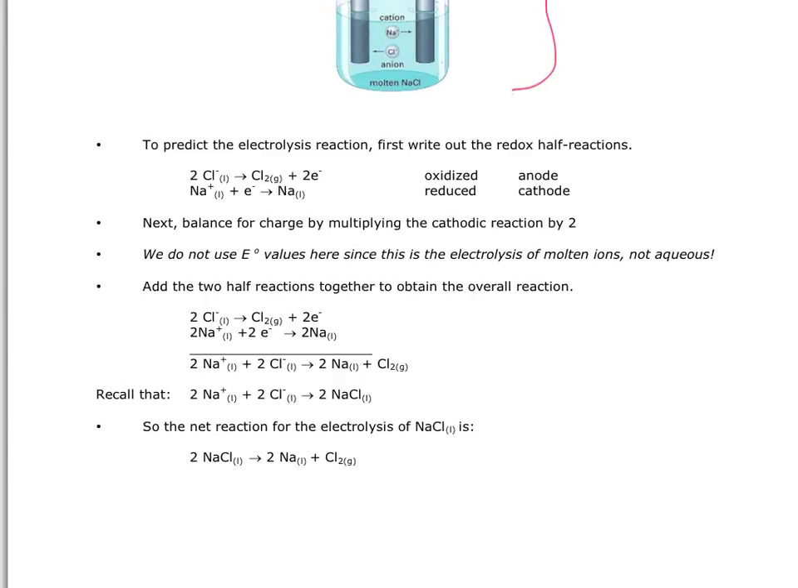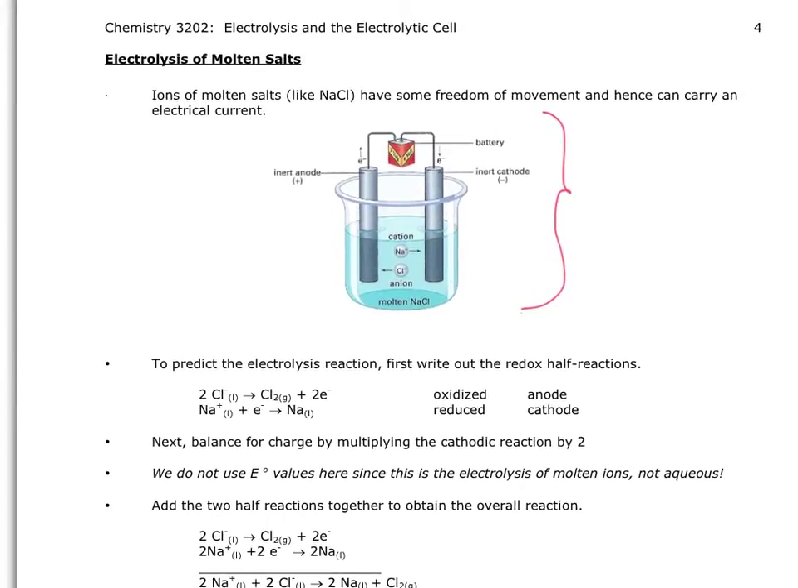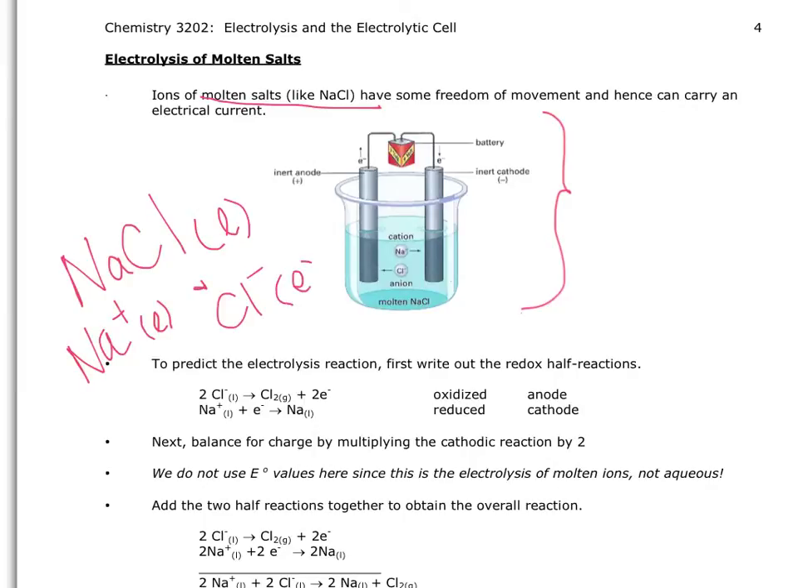To predict the electrolysis reaction, you first have to write out the redox half reactions. Well, we're talking about molten sodium chloride, meaning we're talking about NaCl in liquid form. It's just simply melted. Since this is a molten salt or an ionic compound, it will exist as 2 different ions, Na+ liquid and Cl- liquid.